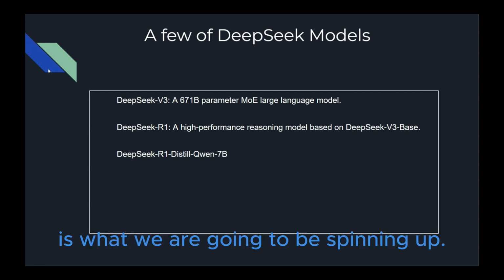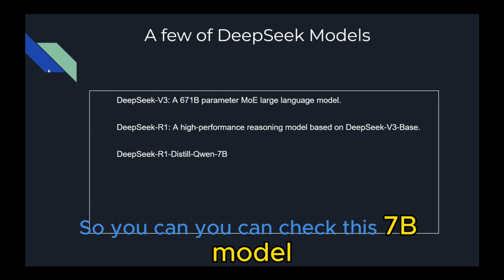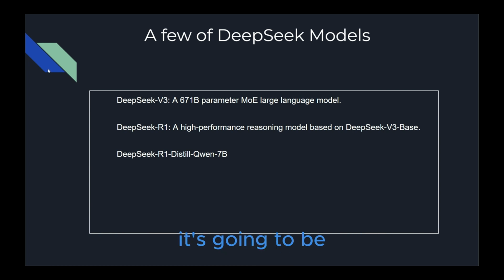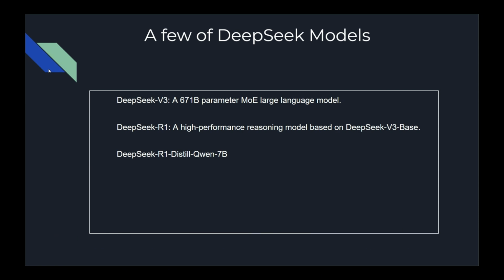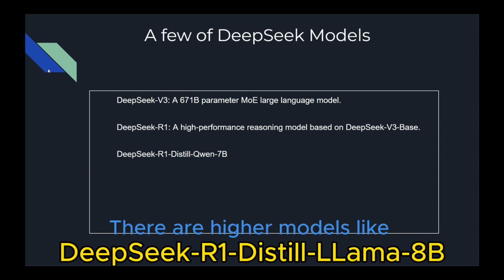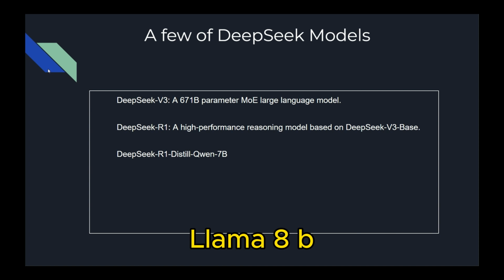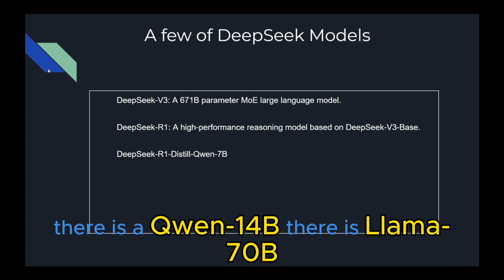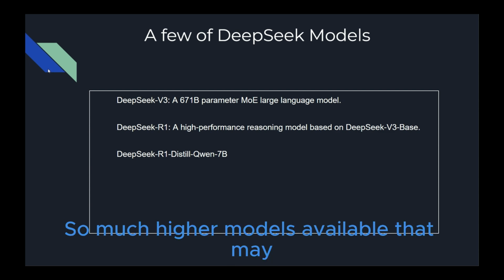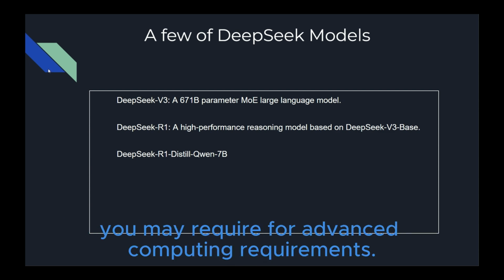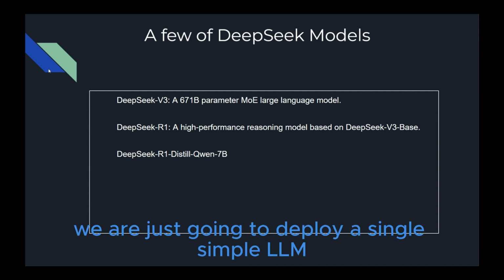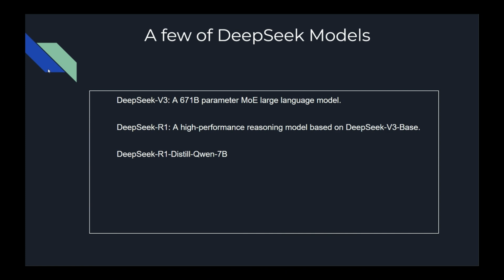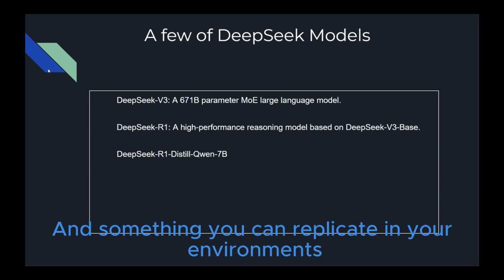DeepSeek-R1 distilled Qwen 7B is what we're going to be spinning up. You can check this 7B model. It's good. You could spin it up on an instance, and I'll go into the detail of that. You will require a GPU configuration. There are other models as well, higher models like DeepSeek-R1 distill Llama 8B, Qwen 14B, and Llama 70B, that you may require for advanced computing requirements. But for our purposes, we are just going to deploy a single simple LLM with a quick setup that you can duplicate in your environments as well.